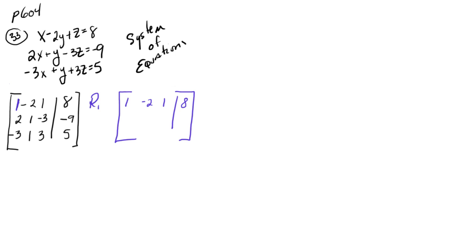Now look, I want to make the 1 cancel out the 2. So what I've got to do is negative 2 times row 1 plus row 2. All right, nice and easy. Negative 2 times 1 is negative 2. So negative 2 and 2 make 0. 4 and 1 make 5. Negative 2, negative 3 is negative 5. Negative 16, negative 9 is negative 25.